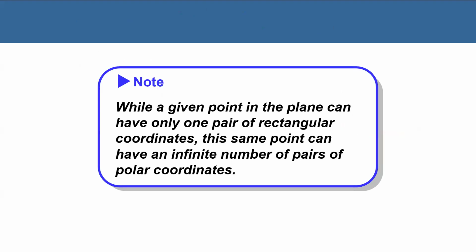So please note that while a given point in the plane can have only one pair of rectangular coordinates, the same point can have an infinite number of pairs of polar coordinates. The reason is coterminal angles. I can rotate multiple times, and I also can have the negative, which is the opposite of it. They're still going to come down to be the same rectangular coordinates. So there's infinite polar because we can rotate. It's a circle. Does that make sense?